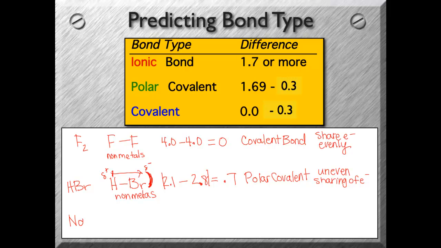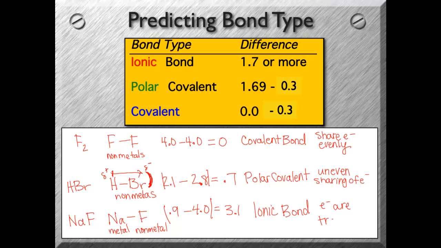If we take a look at NaF, sodium fluoride, we have Na, which has a 0.9. Well, let's draw our molecule first, or a compound. So this is a metal, nonmetal. This will be a 0.9 minus a 4. So we get 3.1. Again, absolute values. We don't care about the negative sign. This would be an ionic compound or an ionic bond. So in this case, the electrons are transferred between the two.